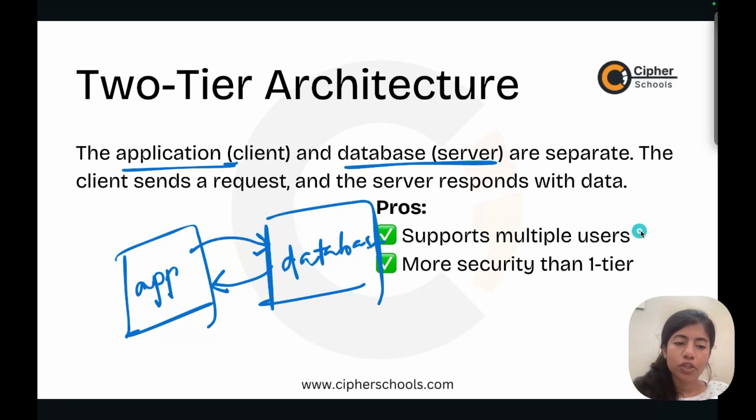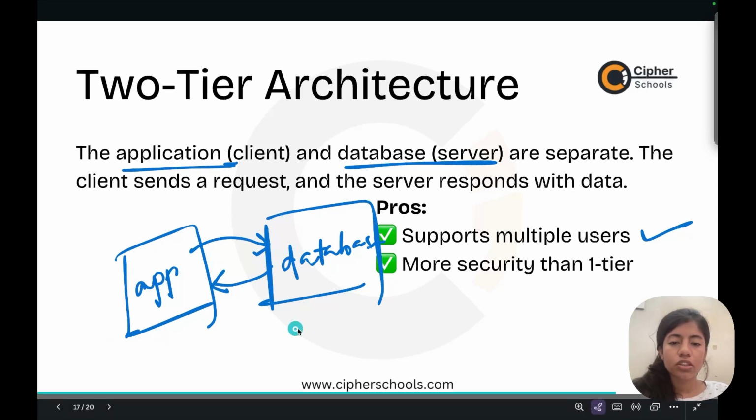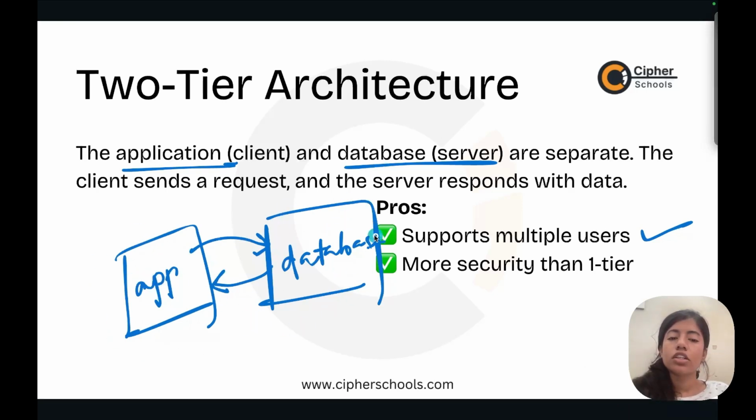It supports multiple users. Now since you have the database on a different server, you can have apps for all users, like all users can have apps and they can contact this database. So it supports multiple users, and it is more secure than one tier because we are having things in different systems, right? So if one fails, we can have something as a backup or something like that.